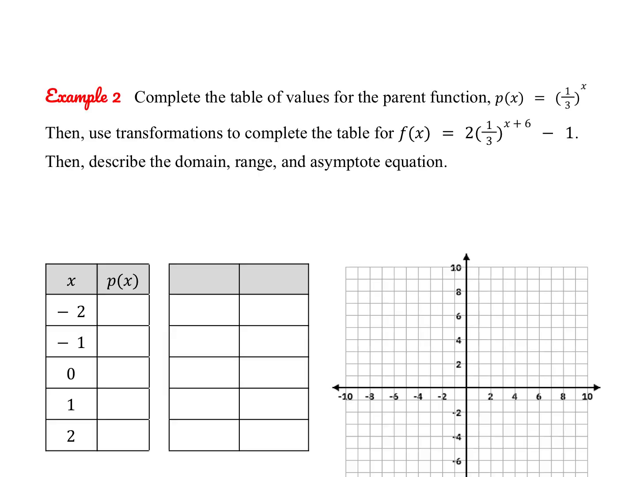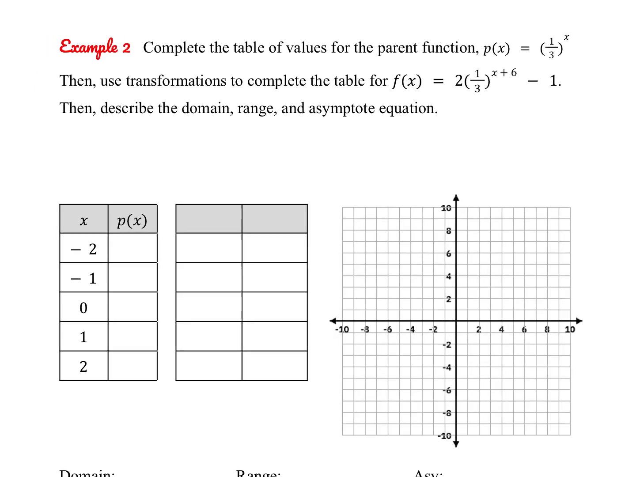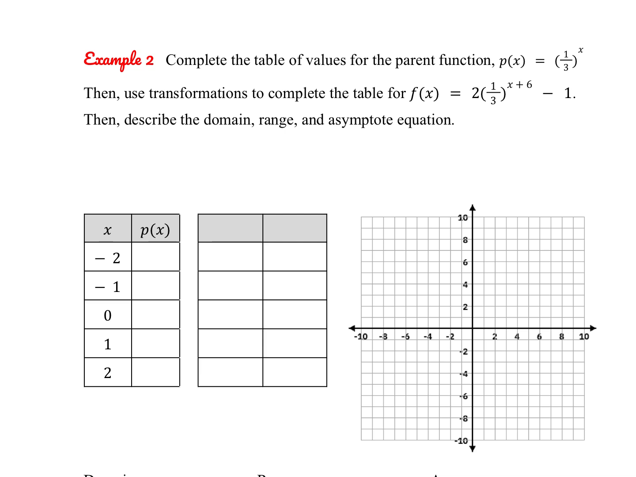All right, let's try another one together. Let's start with our parent function, which this time is 1/3 to the power of x. So if I do 1/3 to the power of -2, it causes a reciprocal. So it's like saying 3 squared. So that's 9, and then 3, 1, 1/3, 1/9.